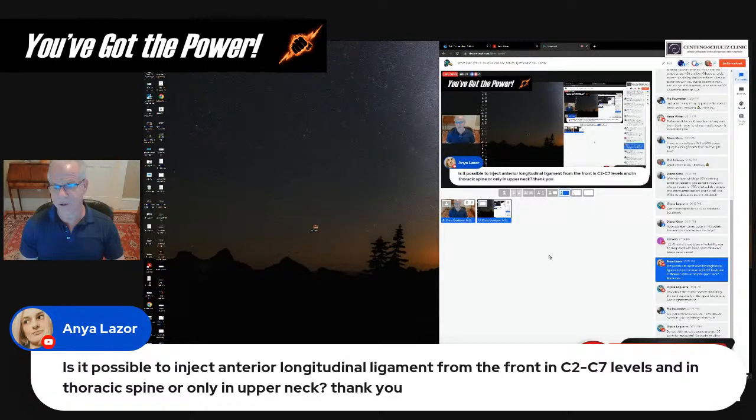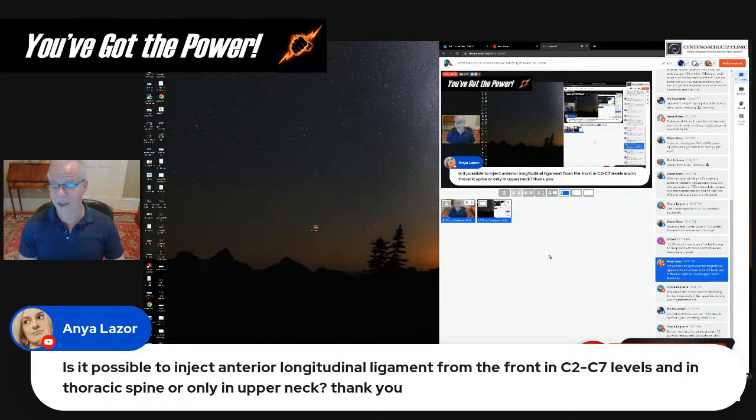Anya, is it possible to inject anterior longitudinal ligament from the front at C2 to C7 levels and thoracic spine, or only in the upper neck? No, it can be injected all throughout. Just realize it's a level 4 procedure. So that means that there's a lot that can go wrong, and it takes a highly skilled practitioner. And what I mean by highly skilled is that's probably 1% or less of the interventional spine physicians that are out there, and only 1 in 100 of those would ever have injected this structure before, or even less than that, probably 1 in 1,000. So not something you go to your average prolotherapy clinic and get injected.